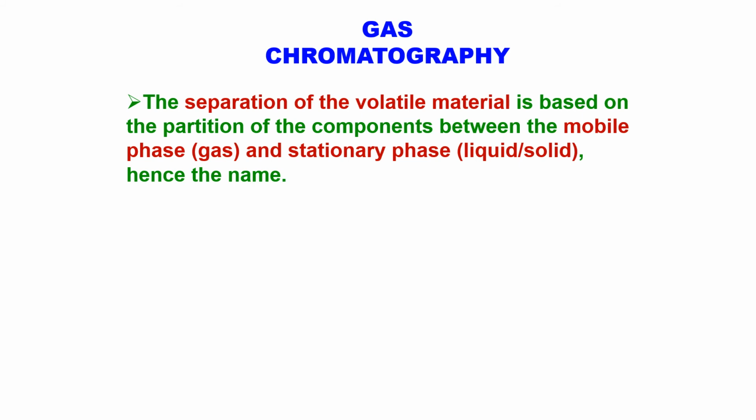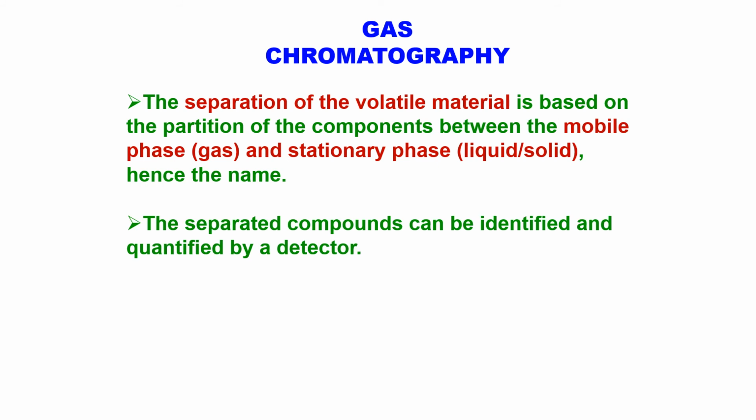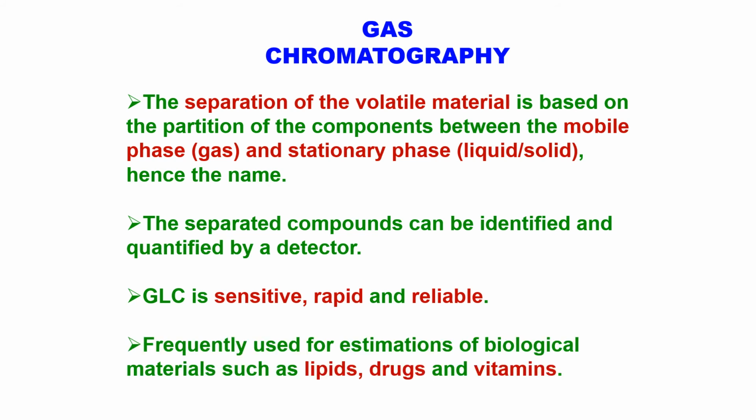So the high level of automation is incorporated in the gas chromatography. The components which are separated as the gas moves are detected by a detector. The gas liquid chromatography variant of gas chromatography is highly sensitive, rapid, and is very reliable. It's frequently used in the estimations of various biological materials such as lipids or drugs and vitamins.